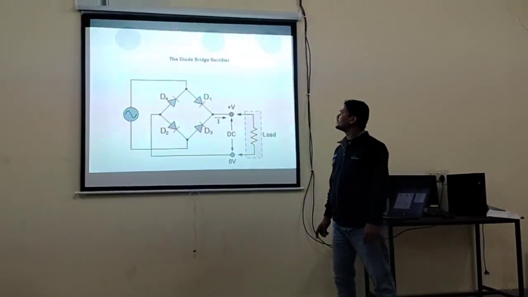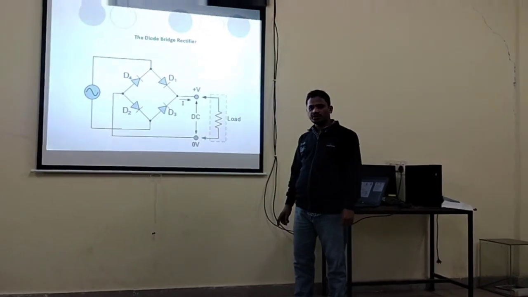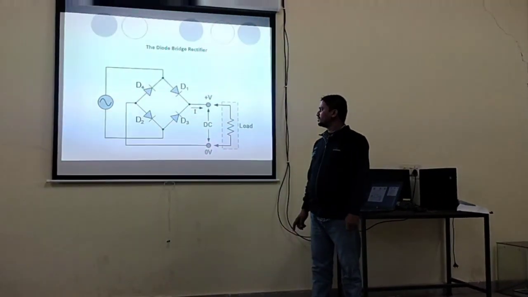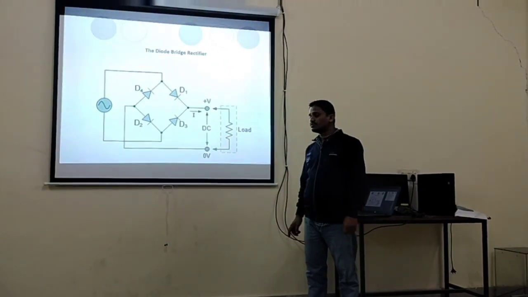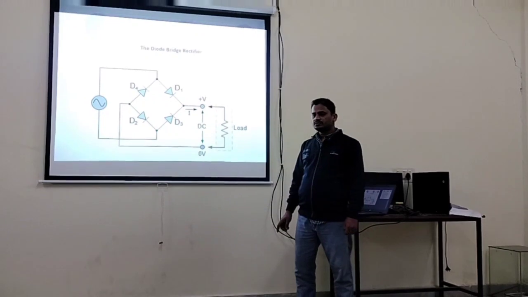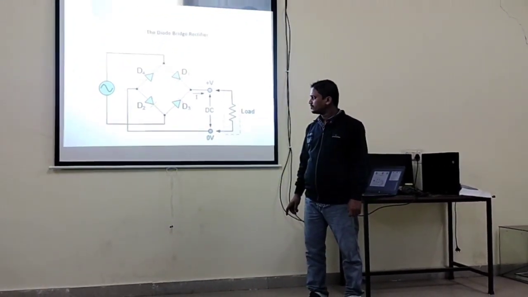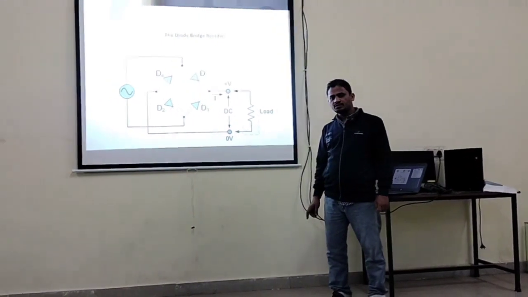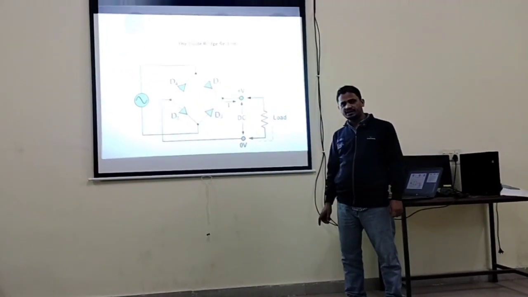This is the diode bridge rectifier, the whole circuit of the bridge rectifier. In this circuit, four diodes are used. No transformer is required. It may or may not be given as a transformer circuit directly. We have to connect it to the AC supply.